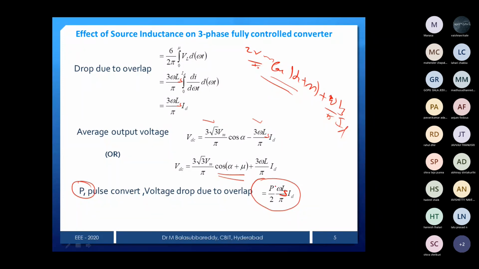It is also very important if the question is asked to explain the effect of source inductance. If not mentioned whether it is a 3 pulse converter or a 6, I mean single phase converter or a 3 phase converter, you can take your choice, anything you can write and derive the expression. They may ask problems related to overlap angle, or average output voltage or inductor value, all these things. We'll see some problems also in this.